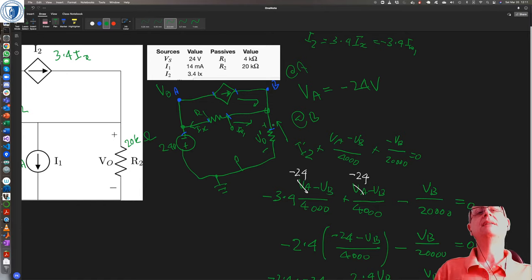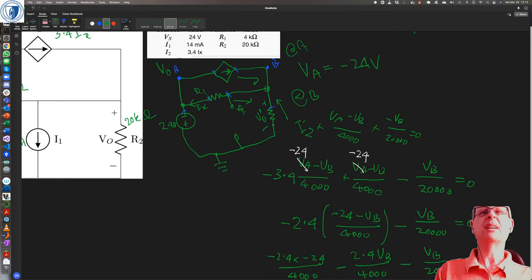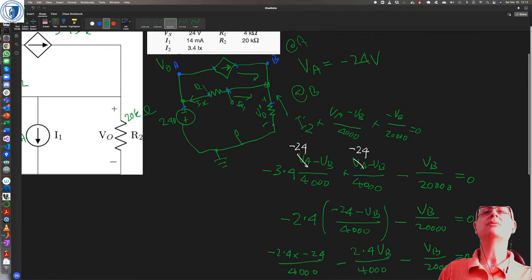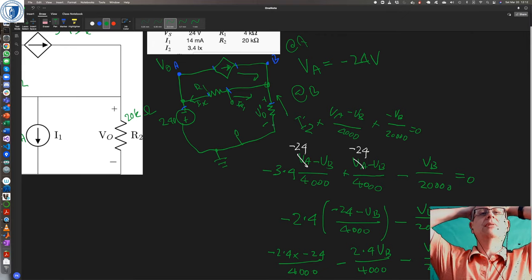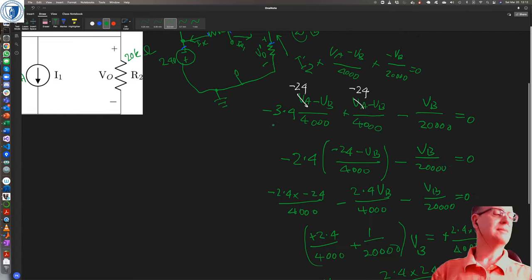and then the current flowing through R2 into the node B is 0 minus VB on 20,000, which is just minus VB on 20,000. So that's okay. So minus 3.4, I2 is minus 3.4 I1, and that looks okay. Aha, I see the problem.